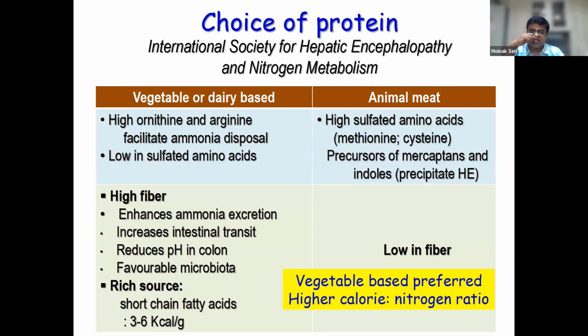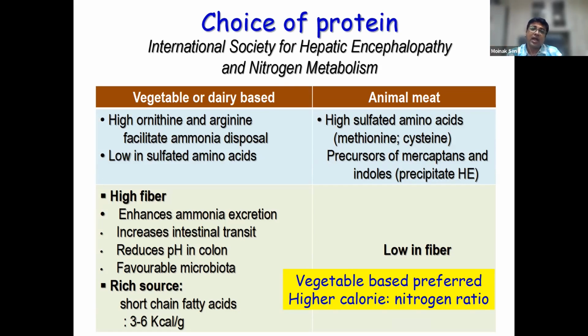What is the choice of protein in such a scenario? You have to give either a vegetable-based or a dairy-based protein. Why? Because these contain high ornithine and arginine, which facilitate ammonia disposal, and they're low in the sulfated amino acids. And you know that the sulfated amino acids are the ones that cause mercaptan, hippuric acid, that cause further encephalopathy. At the same time, you have to restrict animal meat in such patients because it contains high sulfated amino acids, and these are the precursors of the mercaptans and the indoles.